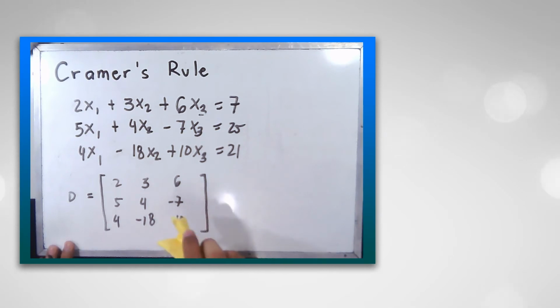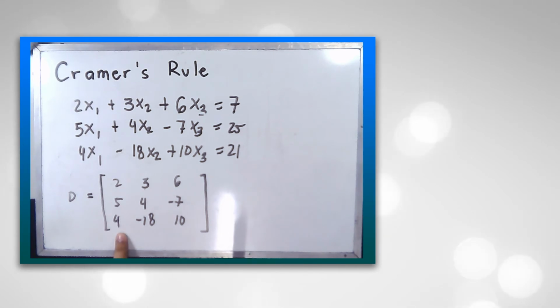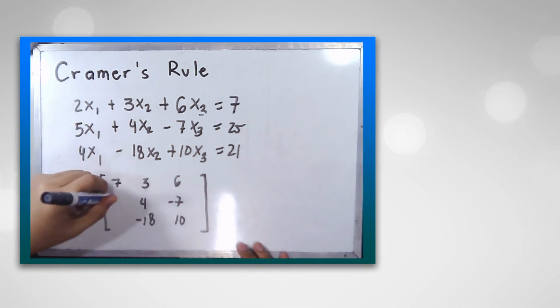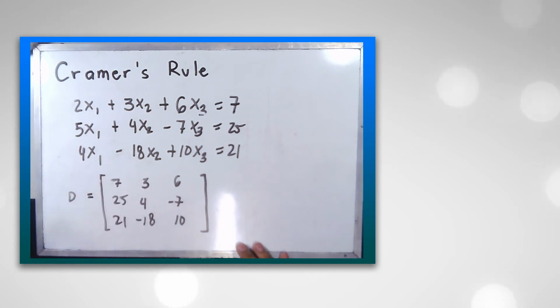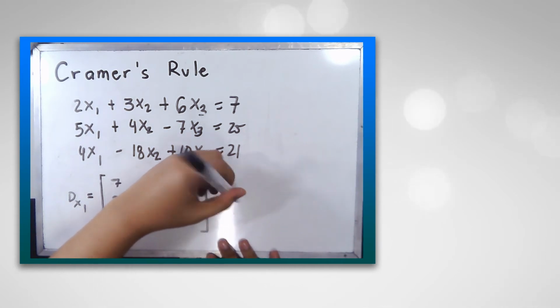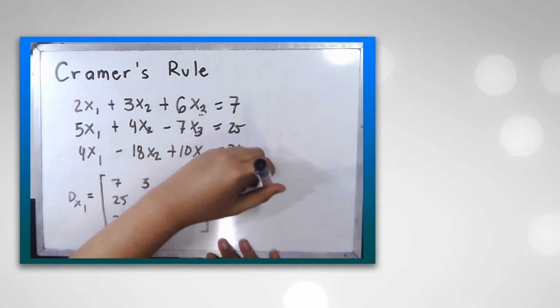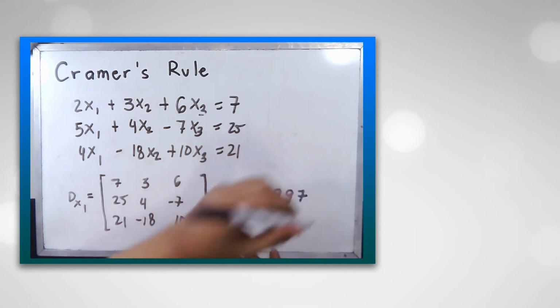So let me first show you what is our D sub x sub 1. So in the delta, this is the x sub 1, x sub 2, x sub 3. Therefore, we will be changing the first column into the values of the constant: 7, 25, and 21. And then we will be computing for the value of this matrix, D of x sub 1, which is equal to negative 4,997.